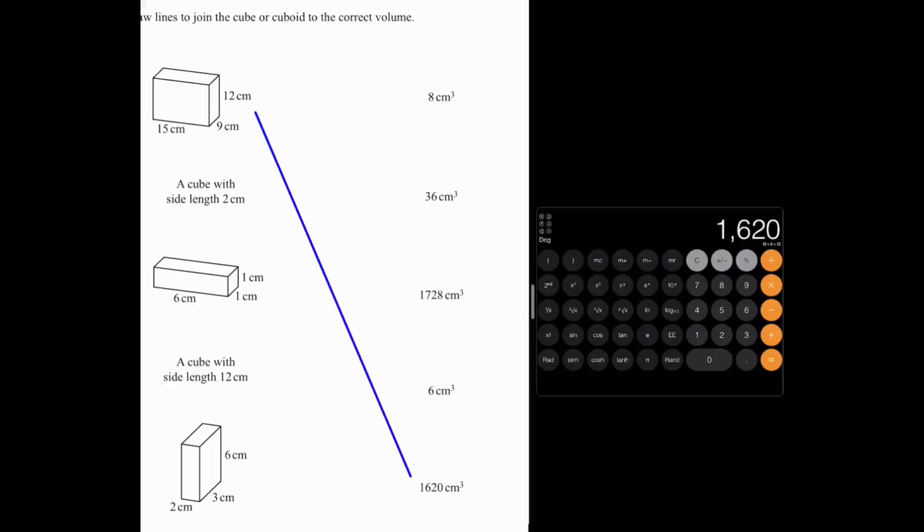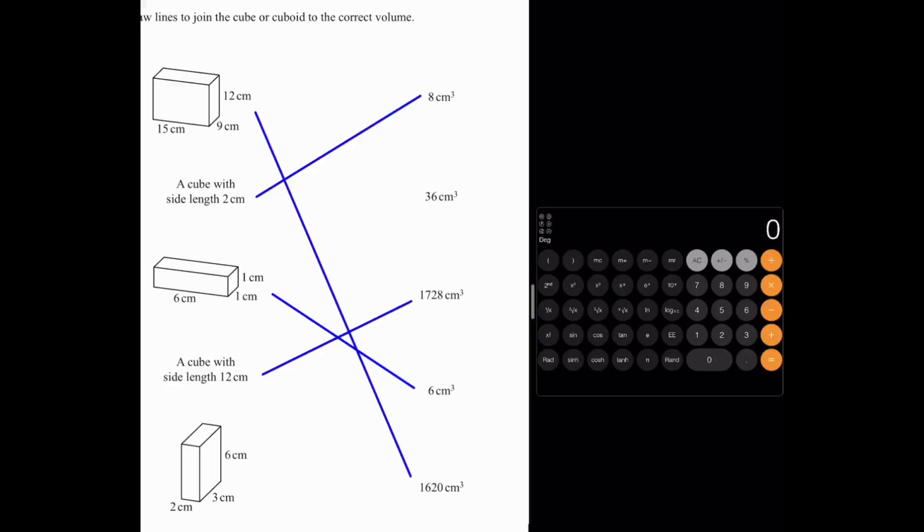A cube with side length 2 centimeters. So side length 2 centimeters, 2 cubed is 8. Therefore this matches. 6, 1, 1 are the three sides of this cuboid, and then 6 into 1 into 1 is obviously 6, and therefore this match.